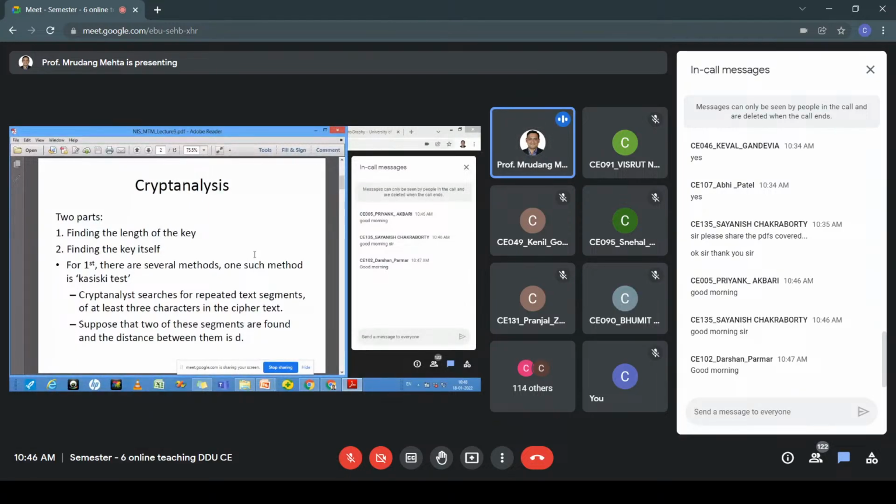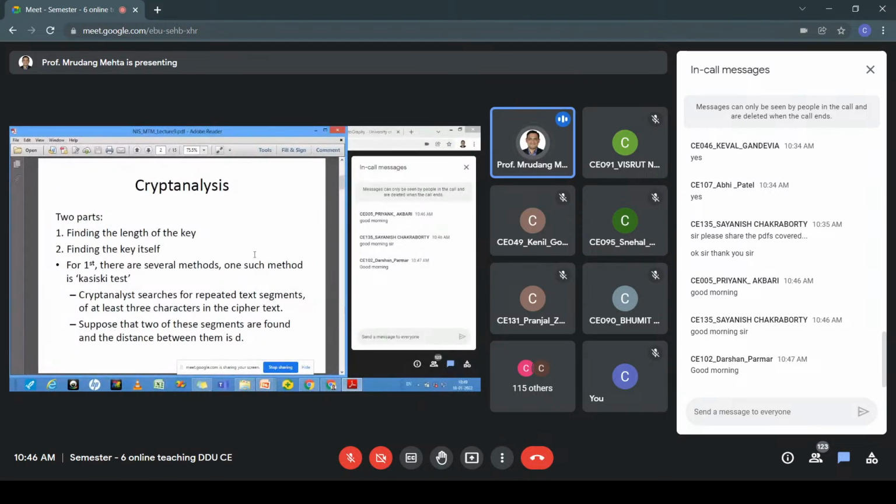So how to perform that? For that we have the Kasiski test that was discussed, right? To perform cryptanalysis, we have to search for repeated text segments, and that too of length 3. Because if we search for repeated text of 3 characters, then we are omitting the possibilities of 2 characters such as double L, double E. So we are removing the possibilities of digraphs, but we are considering trigraphs.